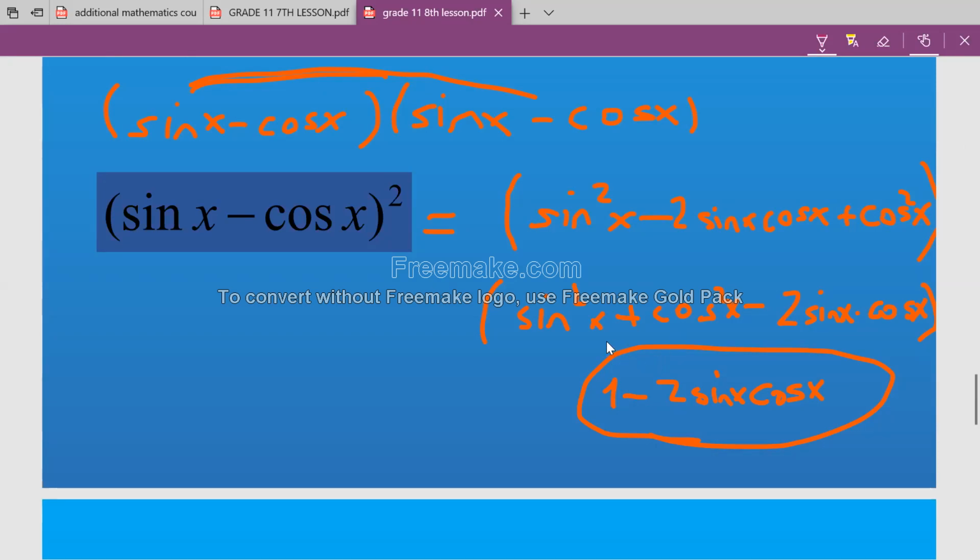While we are waiting for questions, let me show here. Sine square x plus cosine square x equals 1. I wrote it here. 1 minus 2 times sine x times cosine x.